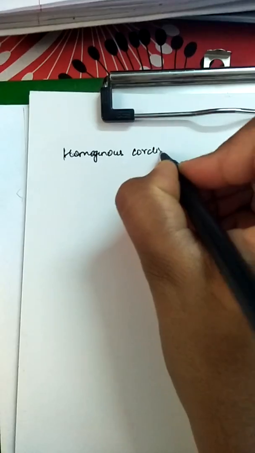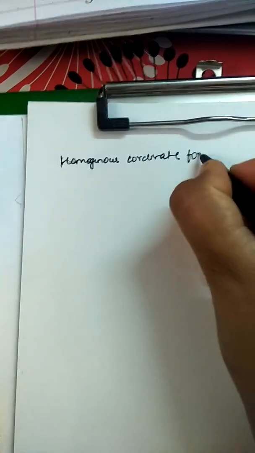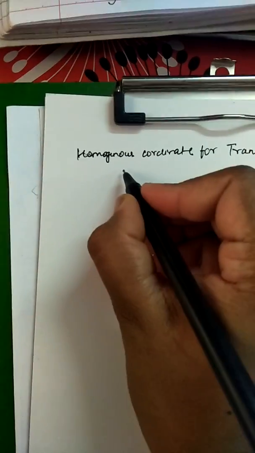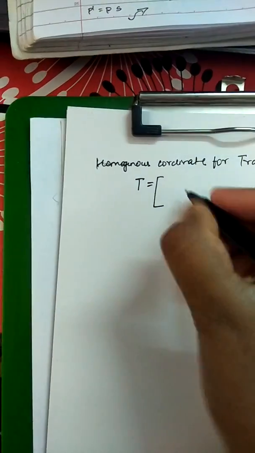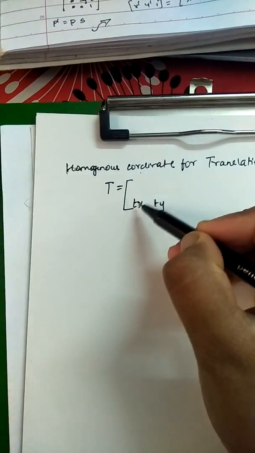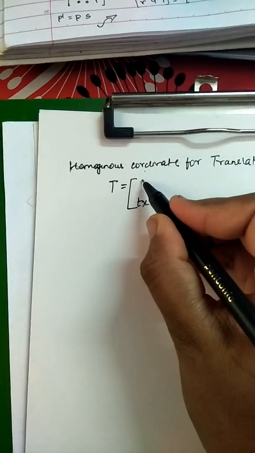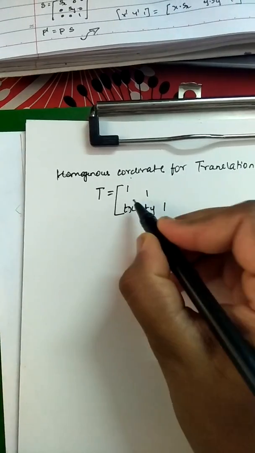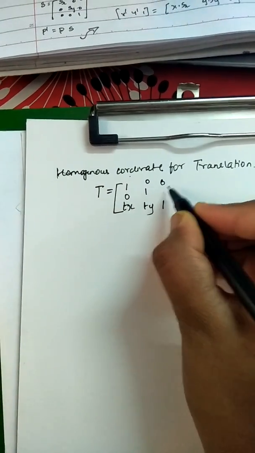So we'll take an example. Consider the homogeneous coordinate for translation. I'll take that as Tx, Ty. So this is with respect to X, Y and W. I'll make the diagonal of the matrix 1. I'll retain Tx and Ty. The rest I fill with 0.